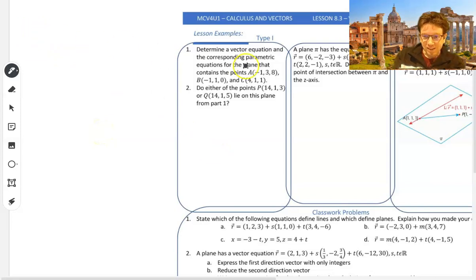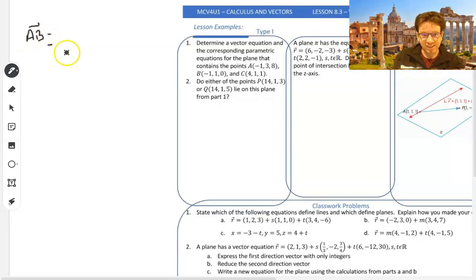So let's start off by making a line AB. So we can figure out AB by finding the difference in their coordinates. That was a terrible equal sign. Finding the difference in their coordinates. So we have -1 minus -1, so that just gives us 0.